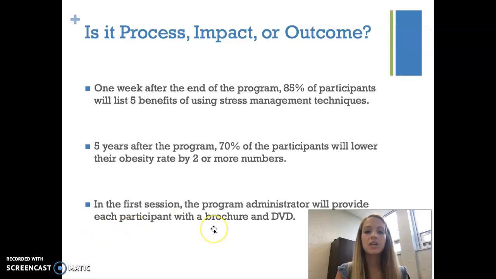And then this last one, in the first session, the program administrator will provide each participant with a brochure and DVD. Remember, process is throughout the program, and that's more of what our resources, our staff, what they're actually doing in those administrative tasks. So we'll pick this up in our next video to finish out the module.